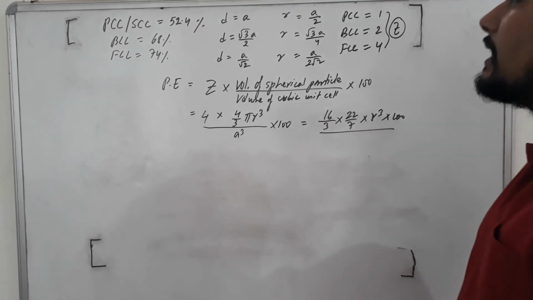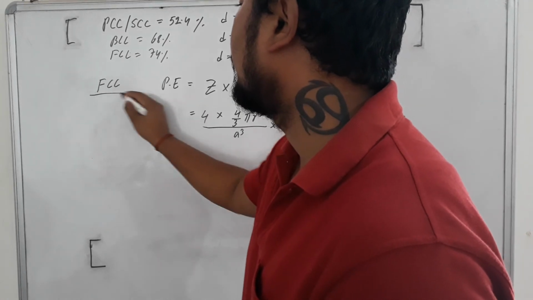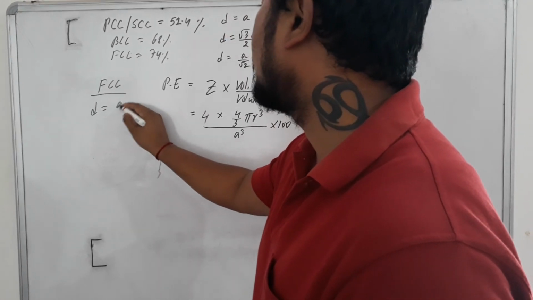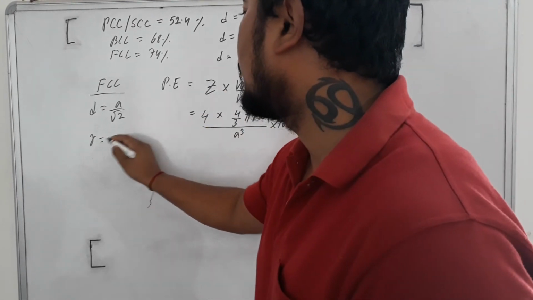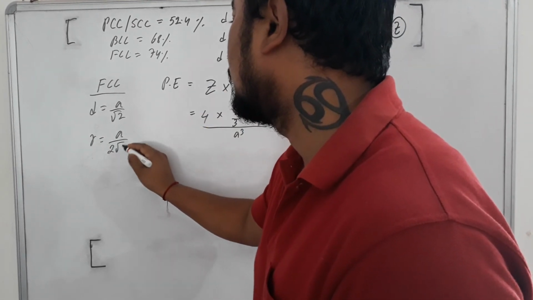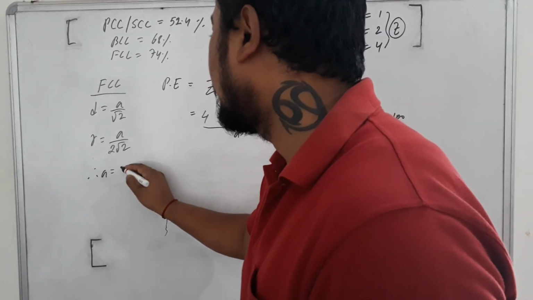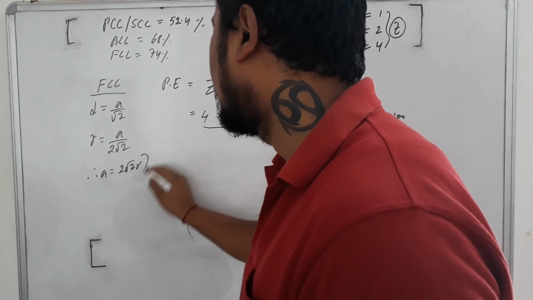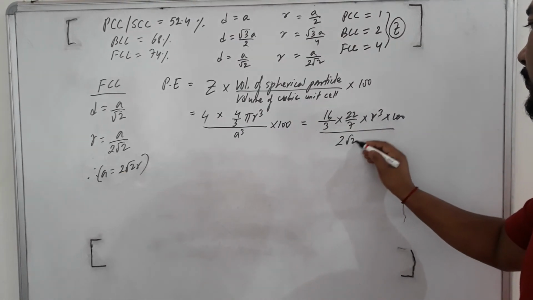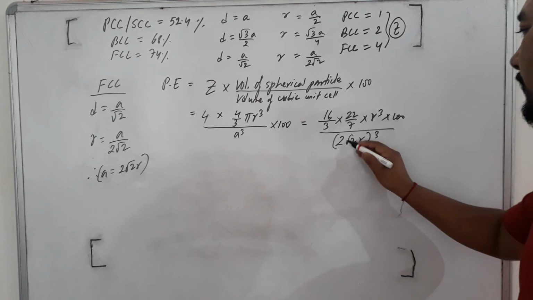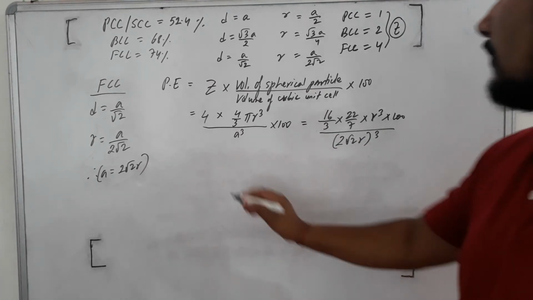So again we will find a in terms of r. So the distance formula for FCC. The distance formula for FCC is a by root 2. You can see here. So the radius will become half the distance, that is a by 2 root 2. From here you can see. So therefore the value of a will become 2 root 2 r. So I am going to replace this a with 2 root 2 r whole cube. I have just replaced a with r and cube, so I put here cube. Now let us expand this.